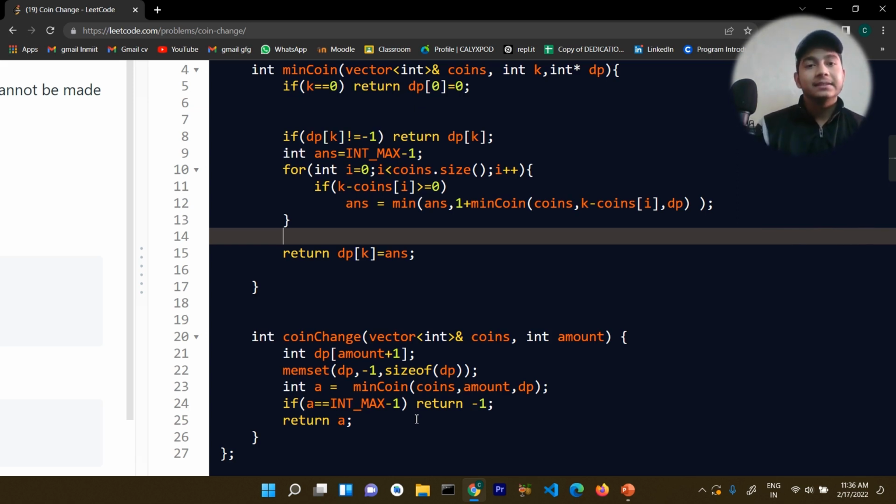Now the condition arises, suppose there does not exist any minimum case, right? In the min coin, I do not go into the condition, and the answer is always int max. So what will happen is, if the answer is int max - 1, then you have to return -1. That simply states that there is no combination possible, or no minimum number of coins by which you can get to the sum, right? Else, you have to return a, which is the minimum number of coins that you are looking for.